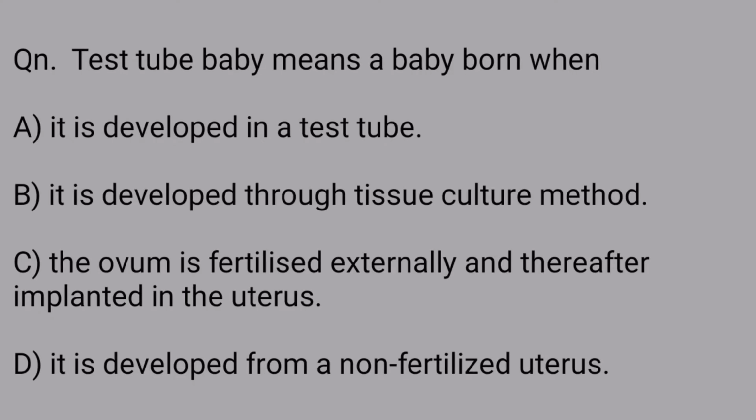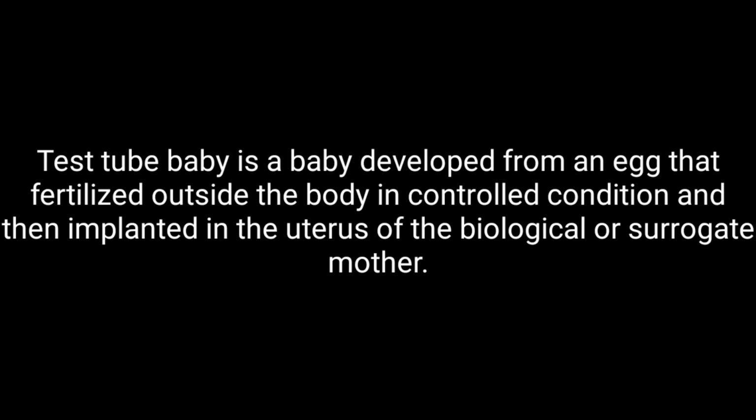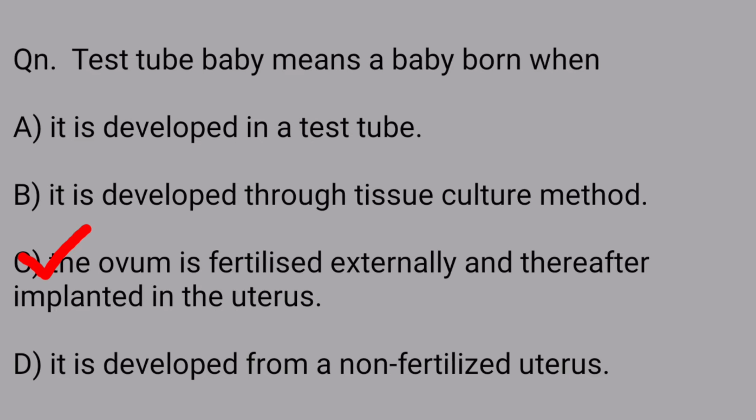Okay, next question. Test tube baby means a baby born when option A it is developed in a test tube, option B it is developed through tissue culture method, option C the ovum is fertilized externally and thereafter implanted in the uterus, option D it is developed from a non-fertilized uterus. Test tube baby is a baby developed from an egg fertilized outside the body in controlled conditions and then implanted in the uterus of the biological or surrogate mother. Hence, option C is the right answer for this question.